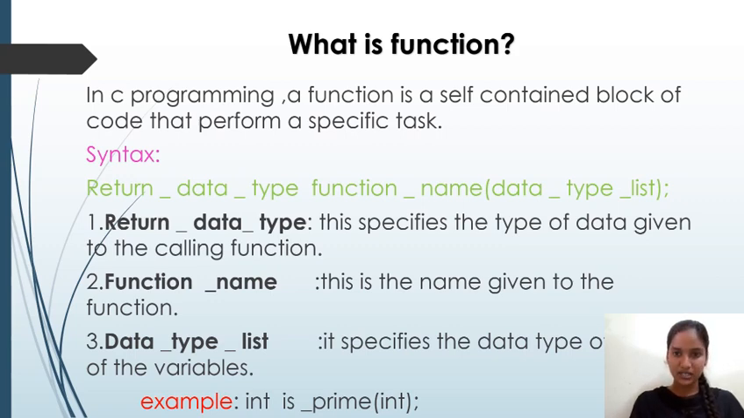Data type list. Data type list specifies the data type of the variable. So which type of data type we are using is known as data type list. Here we can see the example: int is prime int. So first int is the return data type, is prime is the function name which we are giving to the function. So here int is the data type list. We are using the variable int. So this is about a function.